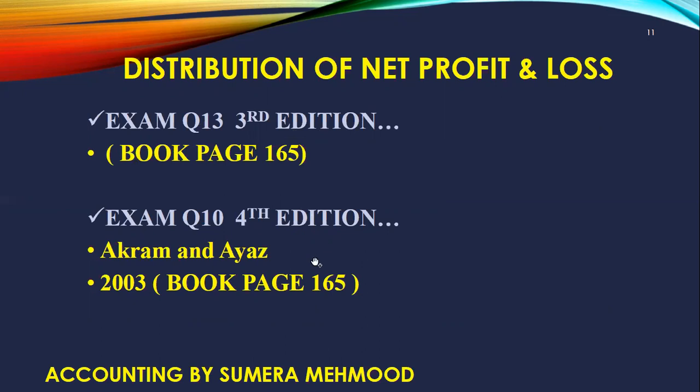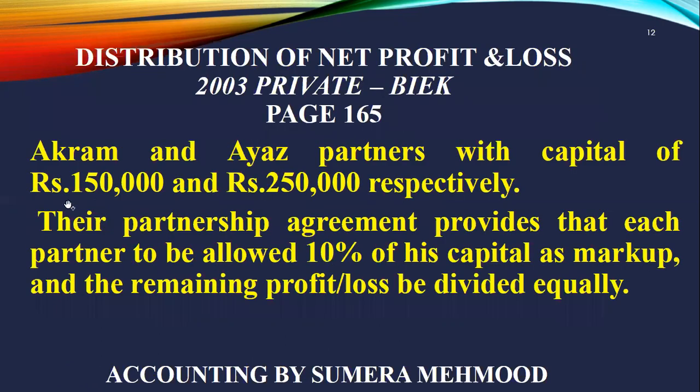I proceed, students. Akram and Ayaz are partners with capitals of 150,000 and 250,000 respectively. Their partnership agreement provides that each partner is to be allowed 10% of his capital as markup. Here we have 150,000, we have to apply 10% multiplied by 10 divided by 100 for Akram. Then we have Ayaz, who has 250,000 multiplied by 10 divided by 100. And the remaining profit and loss is divided equally.